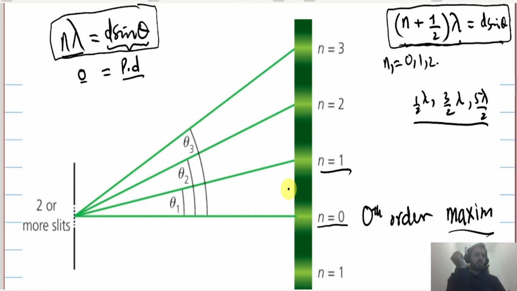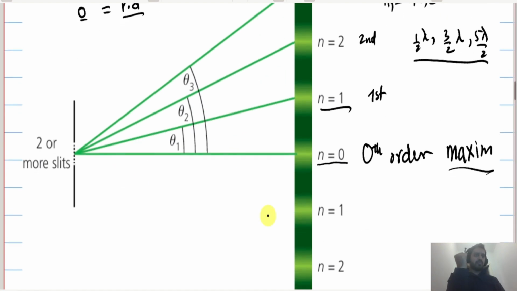Okay, for n equals 1, you will get first order maxima. For n equals 2, you will get second order maxima, and for n equals 3, you will get third order maxima. And similarly on the other side. The difference between this first order and this first order is that for this one we are moving in this direction, and for the other we have to move in the opposite direction. But you have to understand there is no difference.